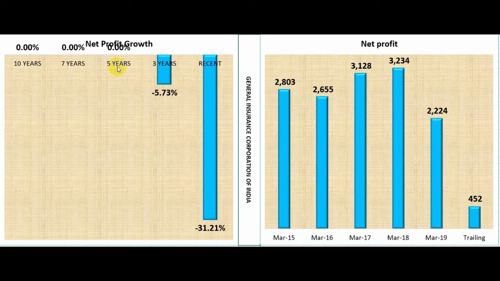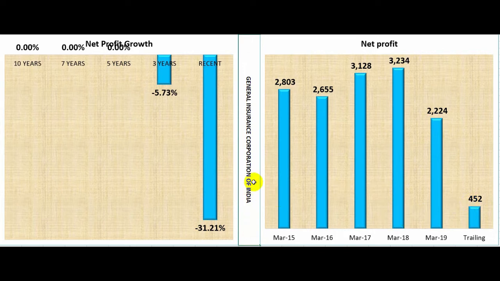We cannot calculate the 5 years degrowth rate because we don't have the 6 years data. In the recent 12 months, the profit has dropped by 31%. That is from 2,224 crores, it has declined to just 452 crores. So there is some kind of margin pressure on the company's profits, at least in the recent 12 months.